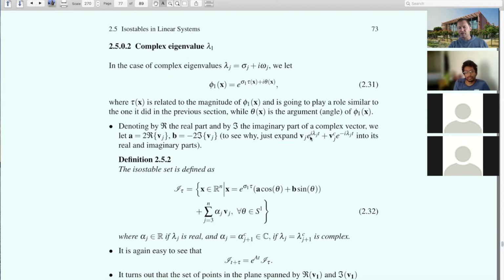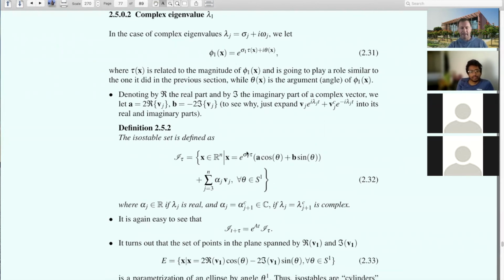So you have Vj e to the I lambda jt, and then you have the complex conjugate of this. And you will see if you expand it into real and imaginary parts that the terms A and B show up next to cosine and sine. That's what happens. And those terms A and B have twice the real part and twice the imaginary part in it, because when you sum these things, think of just the real part of this, you get the real part once and the real part twice, right? So when you sum them up, you get twice. Okay. This is why we get 2 in there.